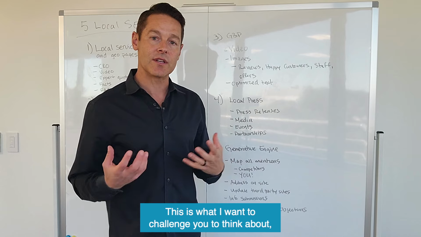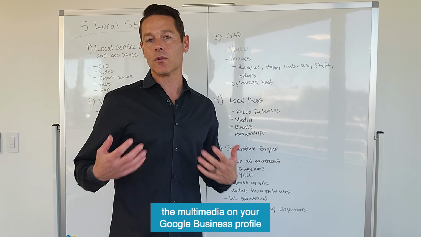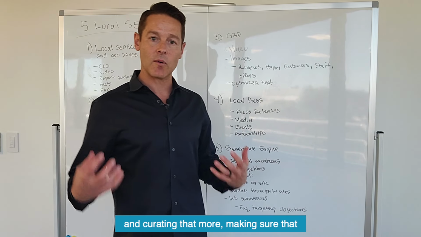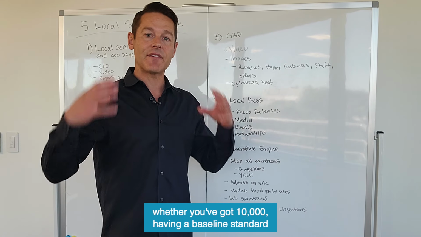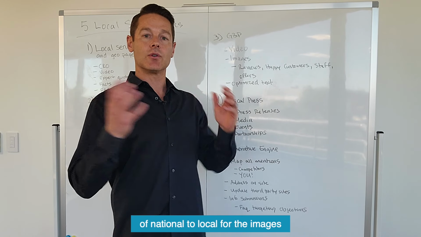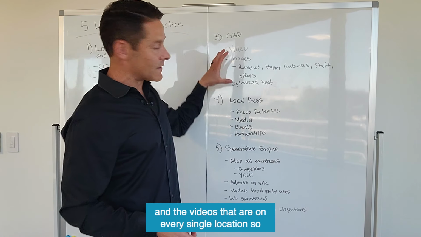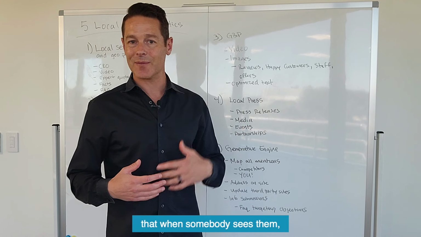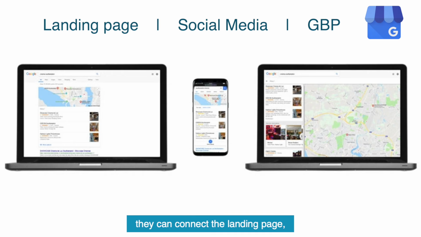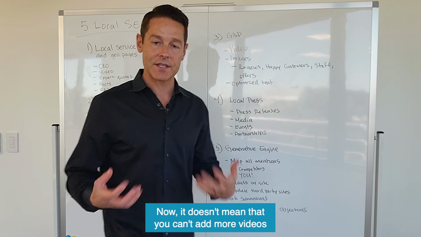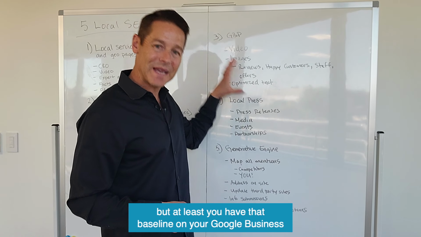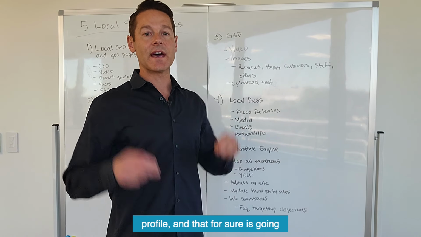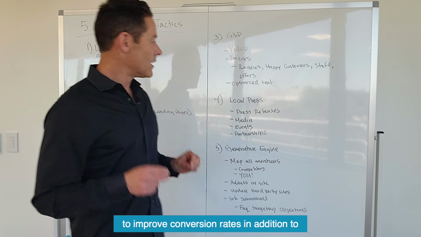This is what I want to challenge you to think about: the multimedia on your Google business profile and curating that more, making sure that for all your locations, whether you've got 10, whether you've got 10,000, having a baseline standard of national to local for the images and the videos that are on every single location, so that when somebody sees them, they can connect the landing page, they can connect the social media, they can connect the Google My Business. It all has a look and feel baseline. Now, it doesn't mean that you can't add more videos and you can't add more photos over time, but at least you have that baseline on your Google business profile, and that for sure is going to improve conversion rates.